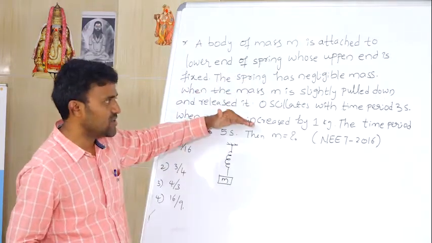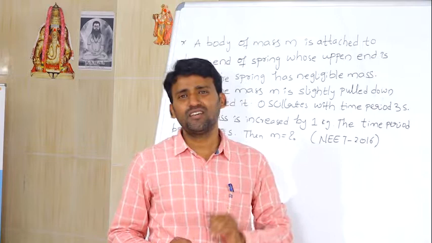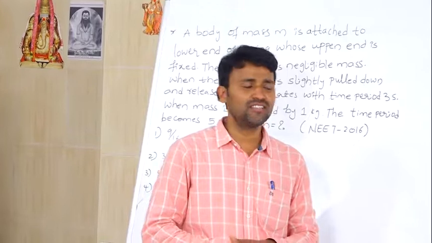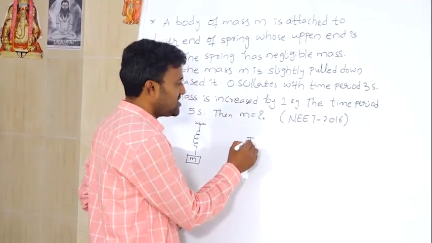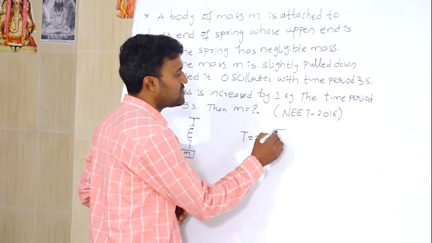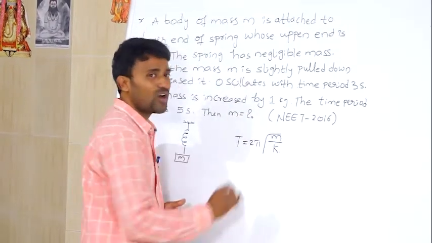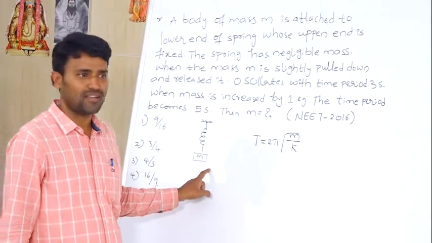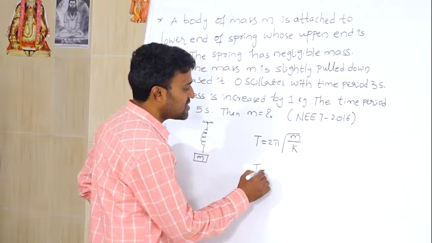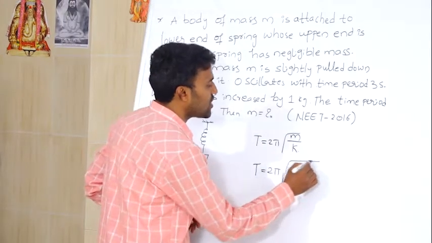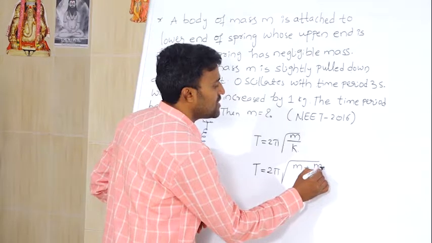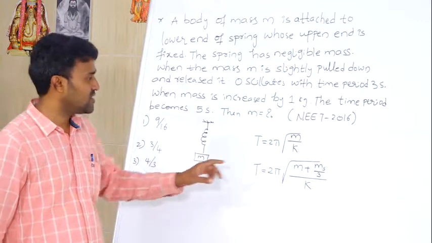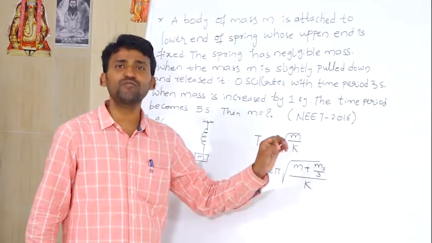Before completing this one, if you do not consider the mass of the spring, the time period equation is T is equal to 2 pi under root of m by k. Here m is nothing but the mass of the block. If you consider the mass of the spring, the time period is equal to 2 pi under root of small m plus ms by 3, whole divided by k. Here are two formulas. This ms is nothing but the mass of the spring.